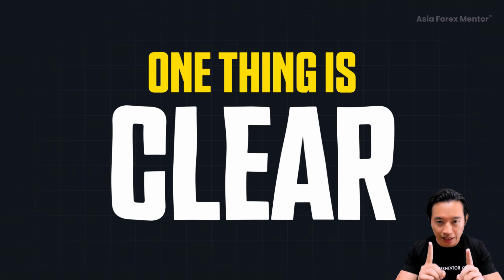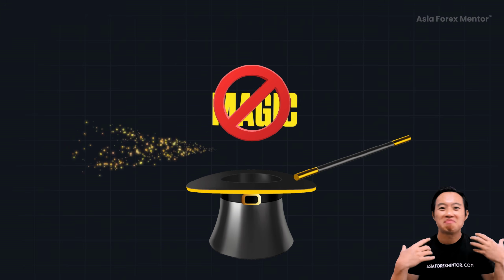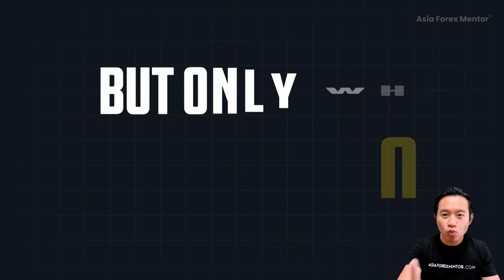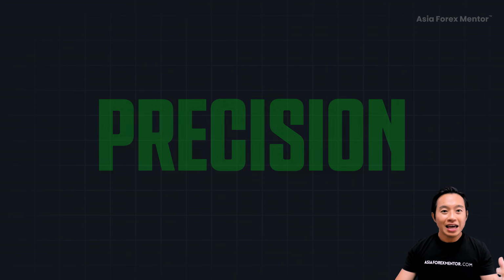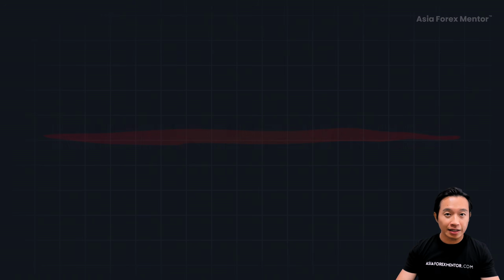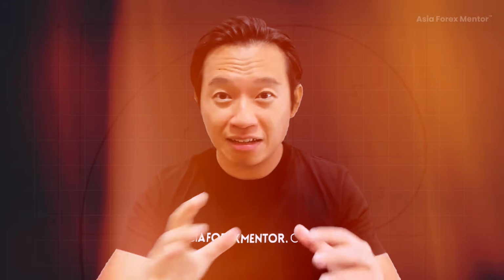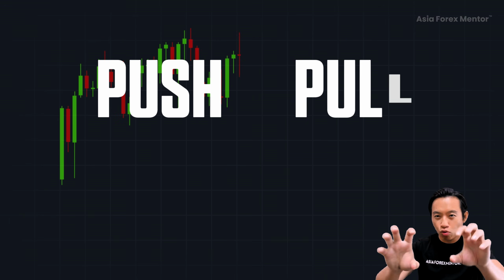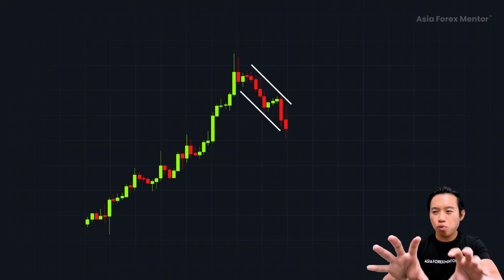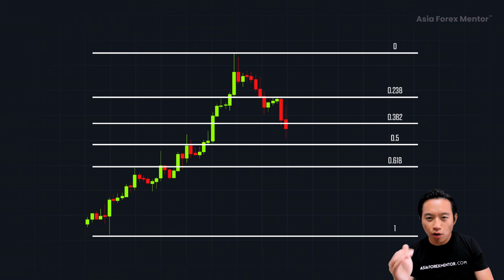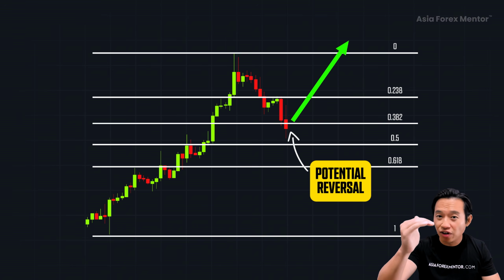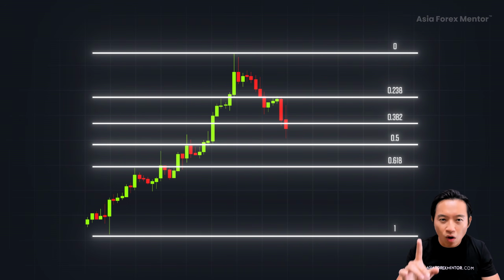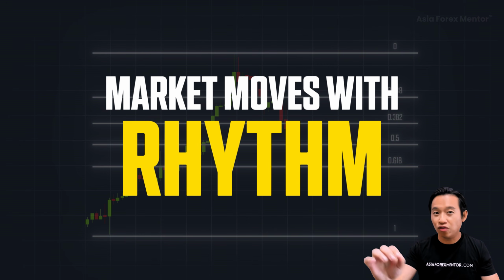No. One thing's clear. Fibonacci is not magic, right? It's timing, but only when used with precision. It's not just a number pattern, it's in nature. Because the market moves in waves, right? They push, they pull, they breathe. When the market pulls back, Fibonacci helps to spot the potential reversal area, not because those lines are special, but because the market moves with rhythm, right?